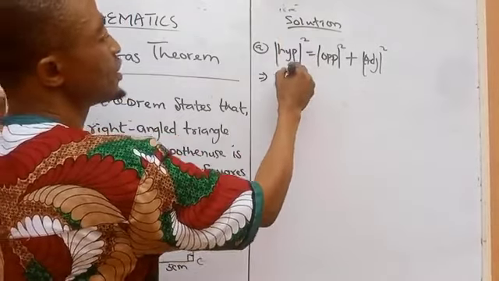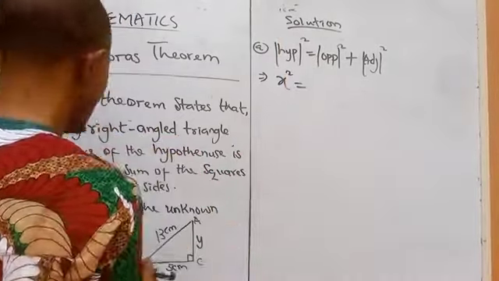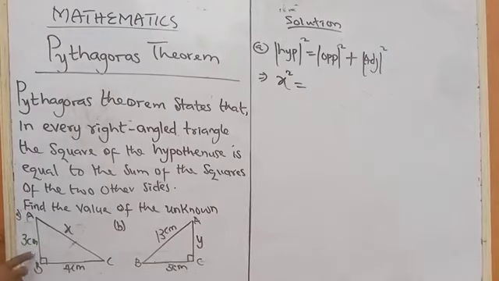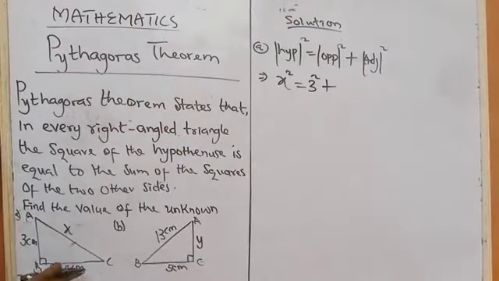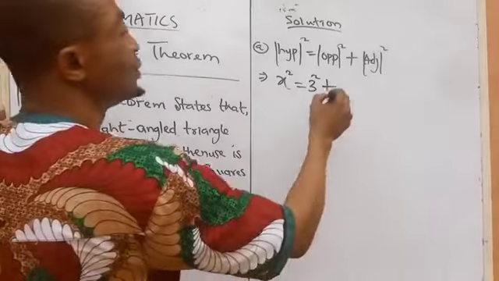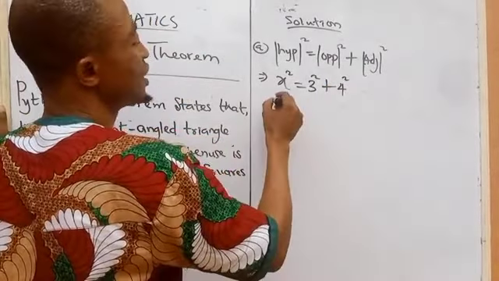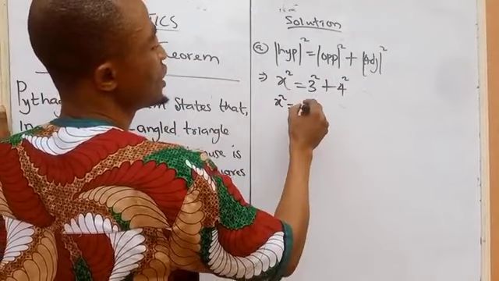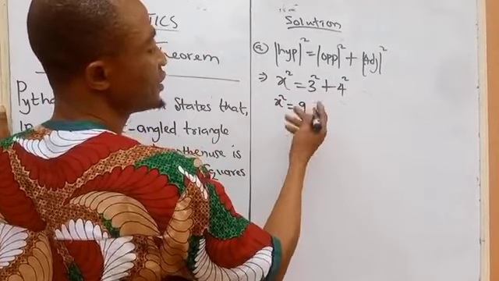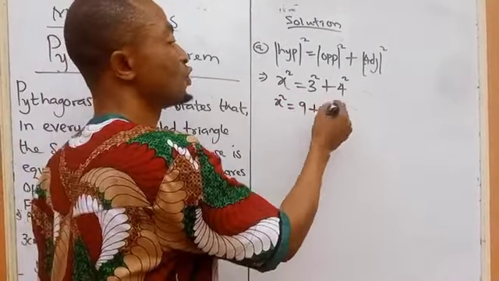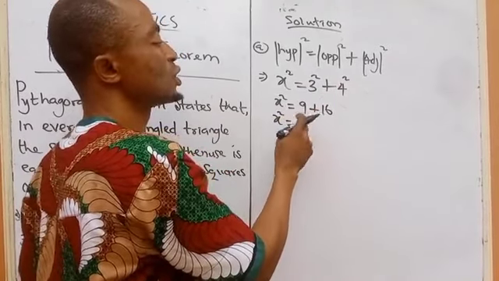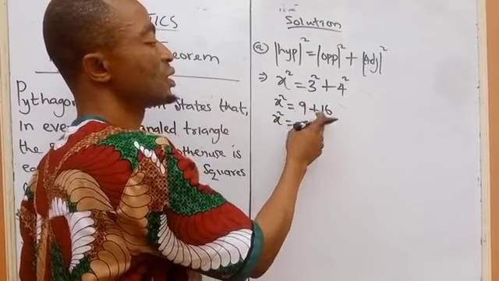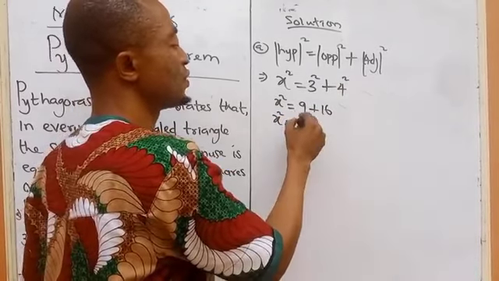The square of the hypotenuse is equal to the other side, AB, which is the same thing as 3. So 3 squared plus BC, which is 4 squared. So x squared equals 3 squared, that is 3 multiplied by 3, which is 9, plus 4 squared, that's 4 times 4, that's 16. So x squared is now equal to 9 plus 16, that is going to give us 25.